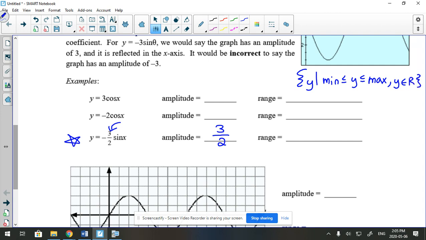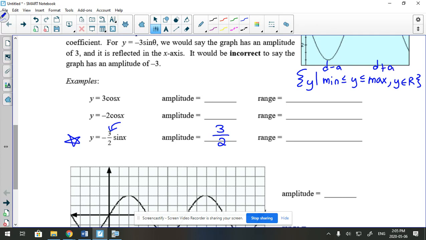Some graphs, that's easy to see if you actually have it, but maybe I'll just give you an equation and ask you for the range, and if you don't want to take the time to graph it, we can still figure it out. Your minimum value is actually going to be your vertical displacement minus your amplitude, right? That makes sense. Your vertical displacement is your midline, and take away the amplitude, that's going to give you your lowest point on your graph. And then your maximum is going to be your vertical displacement plus your amplitude.